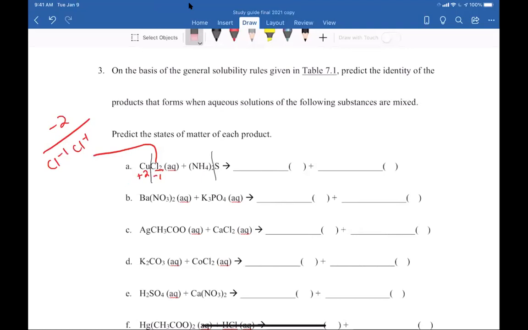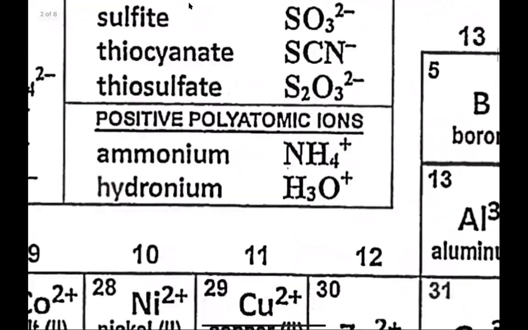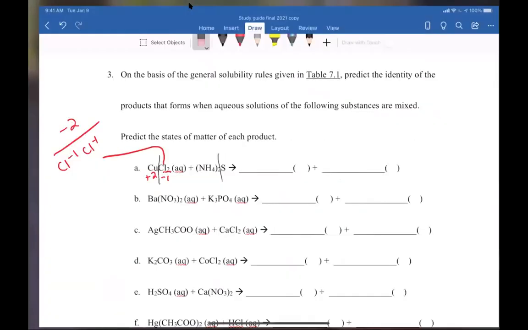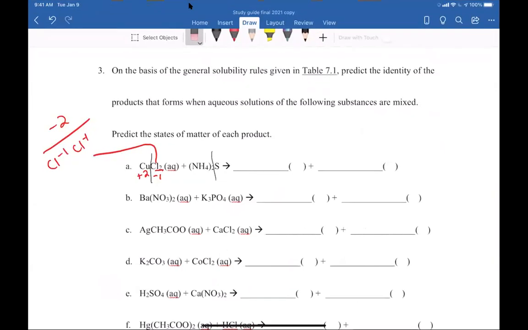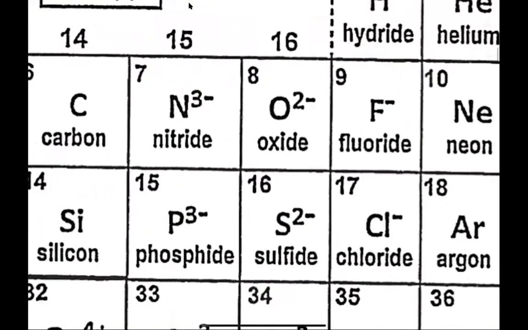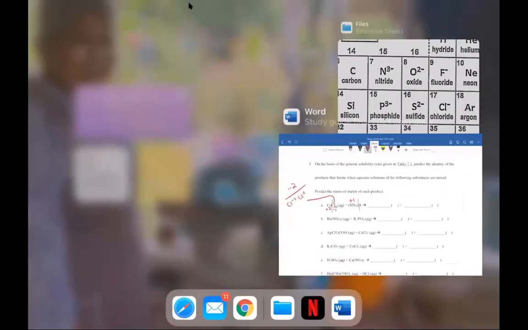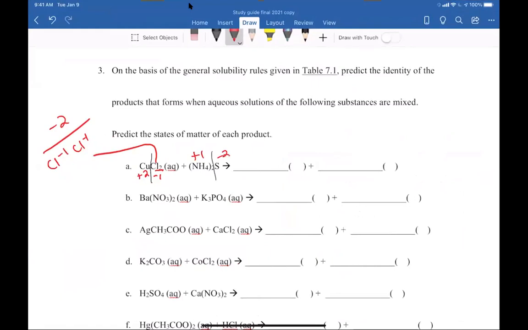So let's keep going then. NH4. NH4 is your only polyatomic that's positive right there. So that would be +1. And then S is a negative. S is -2, like so.